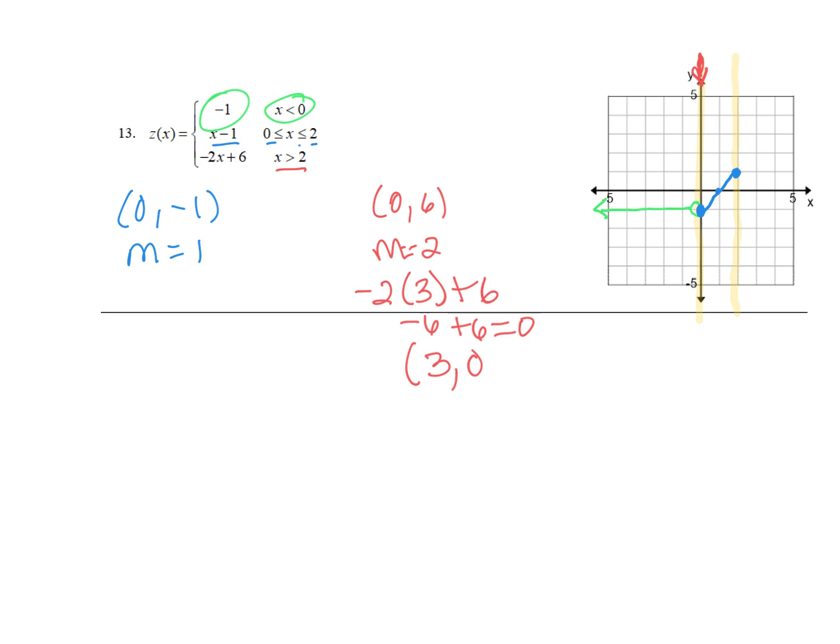So (3, 0). Now you're thinking, well, what do I do next? Well, now I'm going to count my slope, because I can go down 2, right 1, or I could go up 2, left 1. And remember, this is not equal to, so I'm going to put an open circle. And there's the line for that piece.